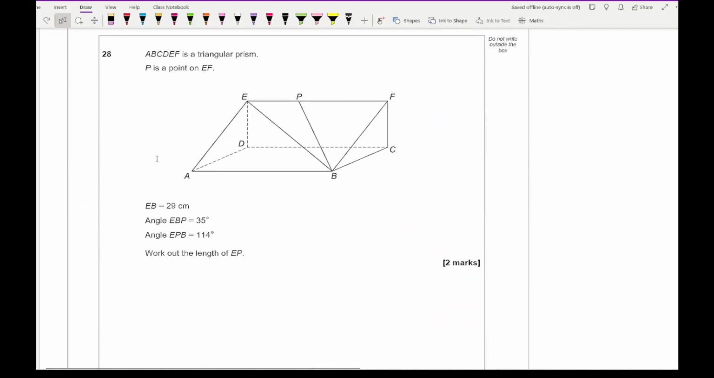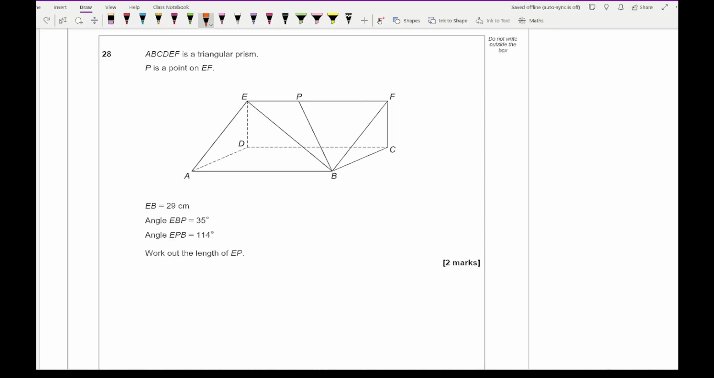Then moving on to our last question, it says that ABCDEF is a triangular prism. P is the point on EF. EB is 29 centimeters. Angle EBP is 35 degrees, and angle EPB is 114. Work out the length of EP.